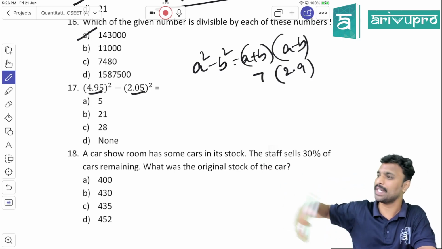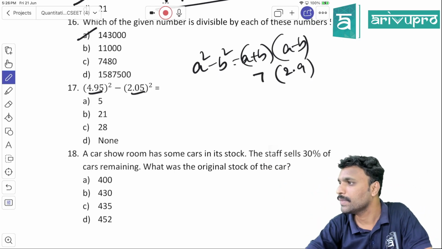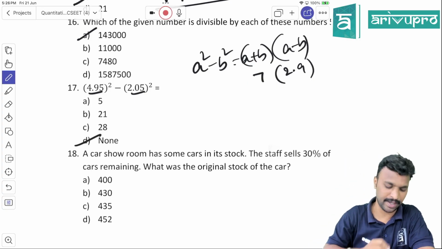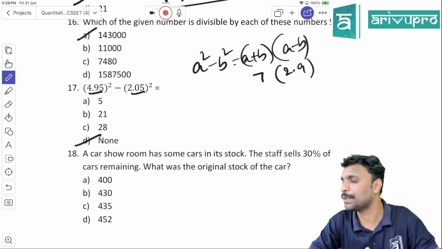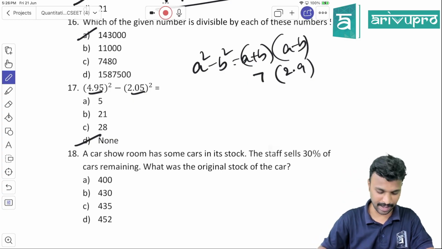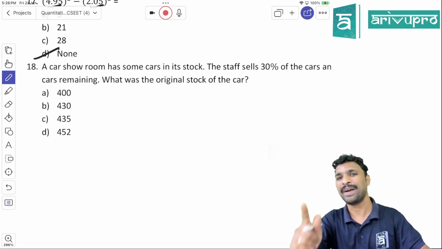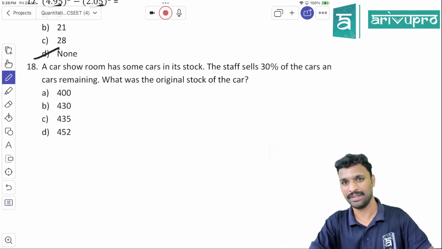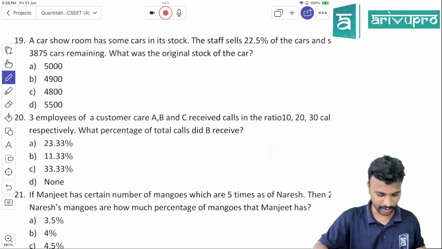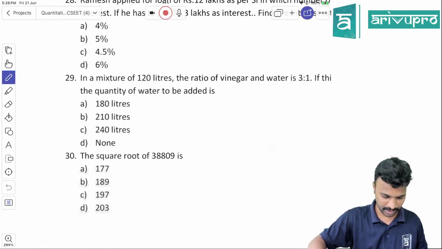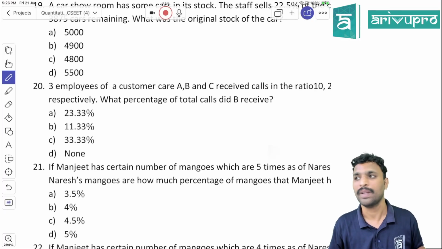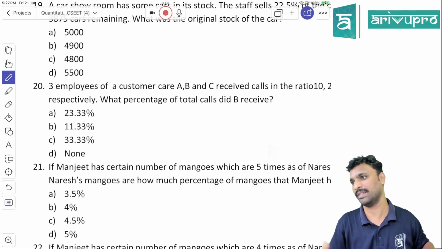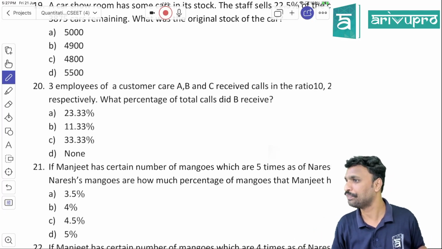Does any option give this? None of these is the answer, because it is 2.9 into 7. Understood? Clear? I might stretch for another 10 minutes, because once you're done with these questions, how many questions are there? 30. So we are done. I'll stretch for another 10 minutes so that I need not extend for another day. Shall we continue?